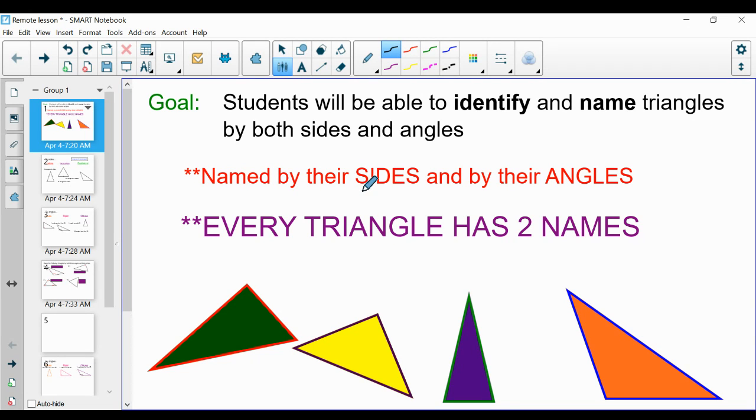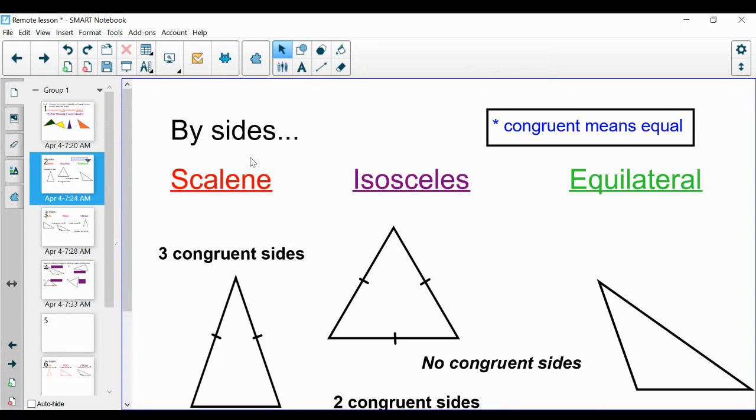So our goal for you today is that you'll be able to identify and name triangles by both their sides and their angles. Every triangle will be named by sides, and every triangle will have a name by their angles. So every triangle will have two names, and we'll be asking you to name triangles using both of those names. Now let's see here. So we're going to start with the sides.